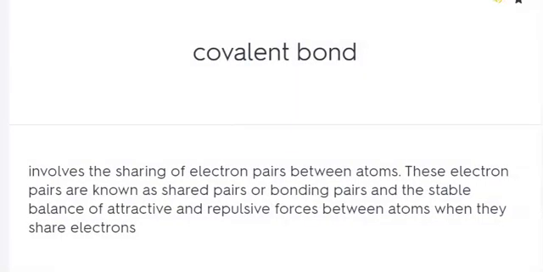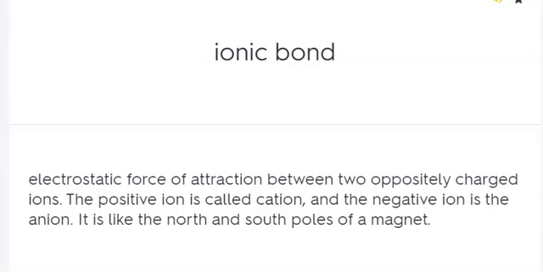Covalent bond: involves the sharing of electron pairs between atoms. These electron pairs are known as shared pairs or bonding pairs, and the stable balance of attractive and repulsive forces between atoms when they share electrons. Ionic bond: electrostatic force of attraction between two oppositely charged ions. The positive ion is called the cation and the negative ion is the anion. It is like the north and south poles of a magnet.